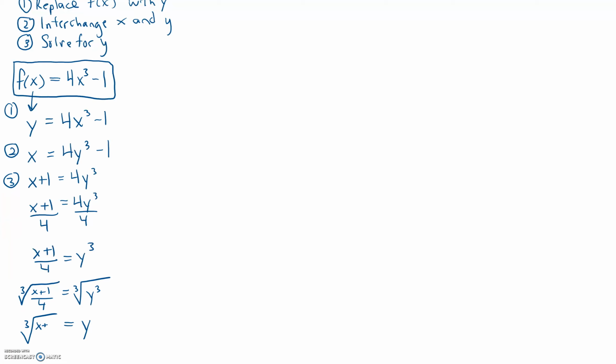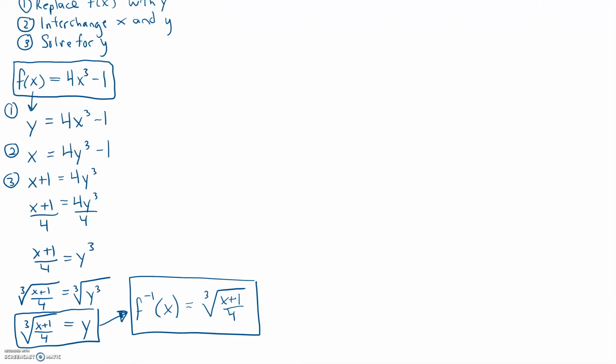And in this case, we're going to take that as our inverse. So we can translate this to be the inverse of the function f is equal to the cube root of x plus 1 over 4. And that's one example of finding the inverse of a function. So let's look at another one.